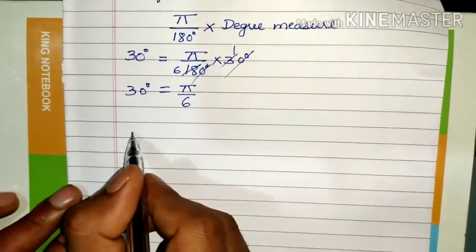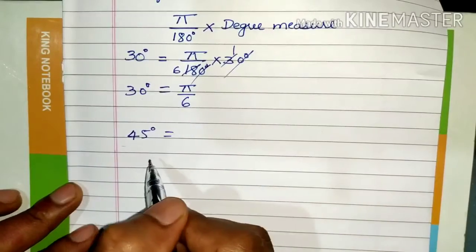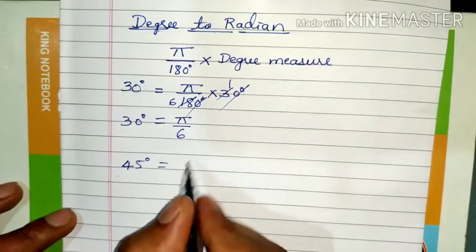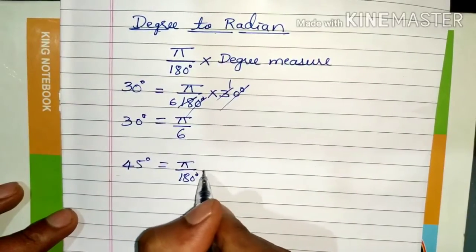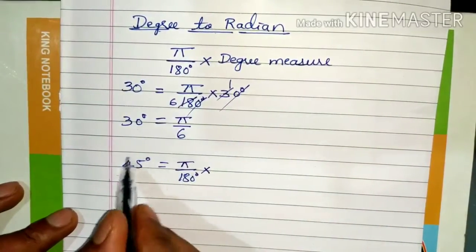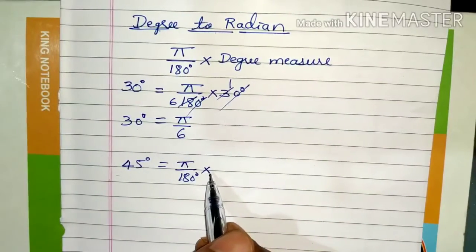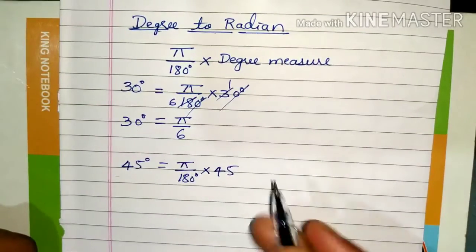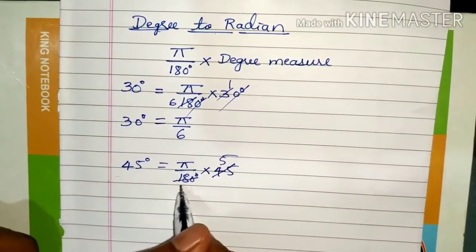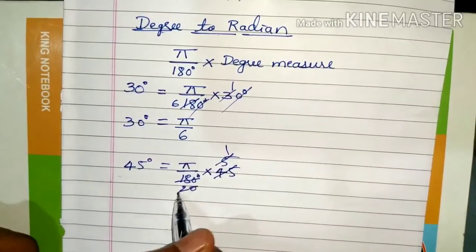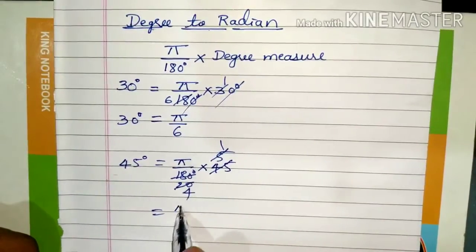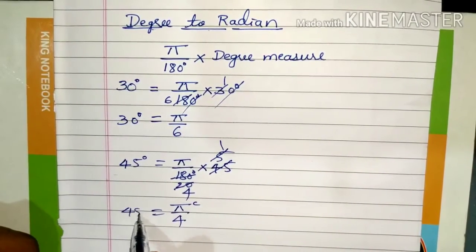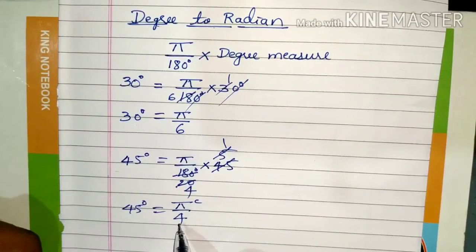In the same way, if you want to convert 45 degrees to radians, you make use of this formula, pi by 180 into the degree measure. The degree measure you want to convert is 45, so you write 45 here. Then 9 fives are 45, 9 twos are 18, so that is equal to pi by 4. So 45 degrees is equal to pi by 4 radians.